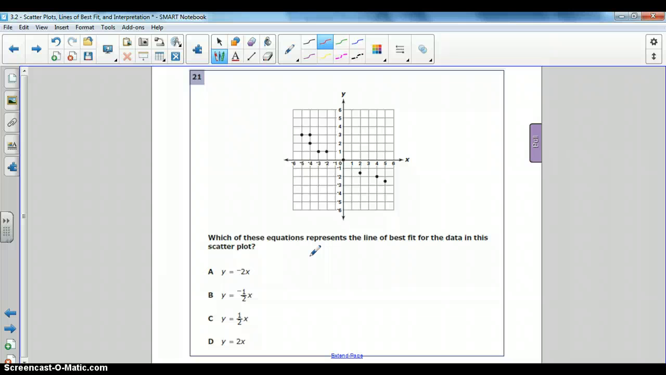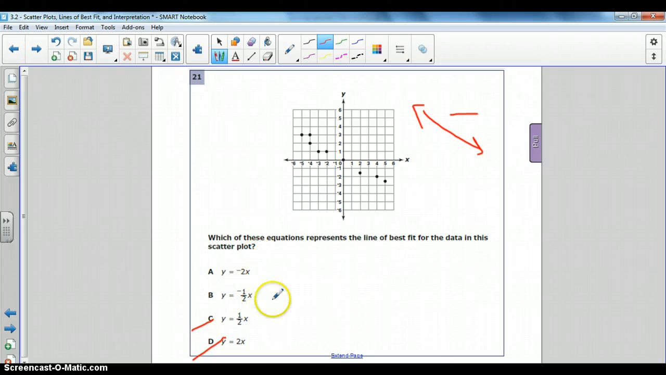Which of these equations represents the line of best fit for this data in the scatter plot? Okay, we see a graph. Of course, 2 answers are negative, 2 answers are positive. So, is this a negative line or a positive line? Correct, it's negative. So we can get rid of C and D. So now we have the differences between these two equations is -2 for the slope or -1/2.